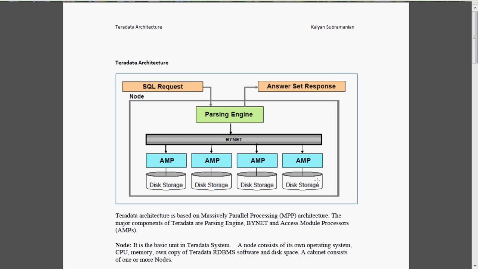Parsing engine. Before that, we should know one thing about this architecture, that is node. What is a node? It is the basic unit in the Teradata system. A node consists of its own operating system, CPU, memory, own copy of the Teradata RDBMS software, and disk space. A cabinet may consist of one or more nodes.